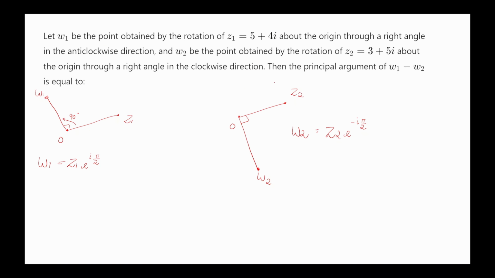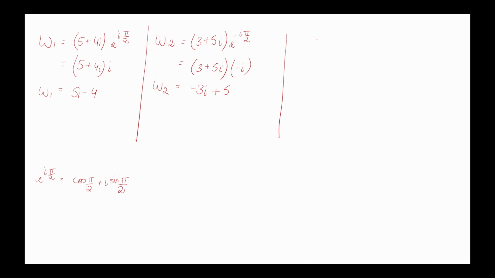Now we need to find out the principal argument of W1 minus W2. So let me just find out what my W1 minus W2 is going to be. I'll simply subtract the real parts of W1 and W2. It is going to be minus 5 minus 4, and the imaginary part is 5 minus 3. So this becomes minus 9 plus 8 iota.